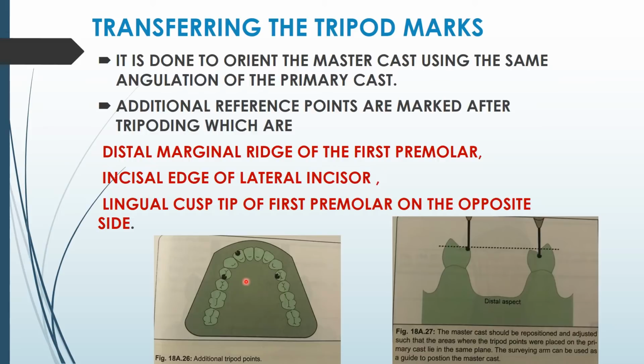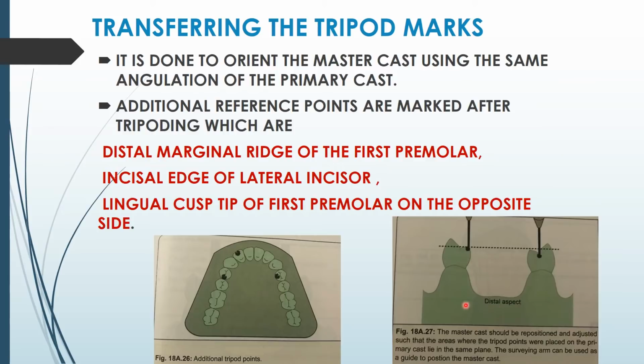So what we have done is we have marked the reference points, then the primary cast is removed and the master cast is placed on the surveying table, and we are marking these additional marks. Then the master cast is adjusted on the surveying table such that the carbon marker in the surveying arm contacts the additional reference points in the same manner as it was done for the primary cast.